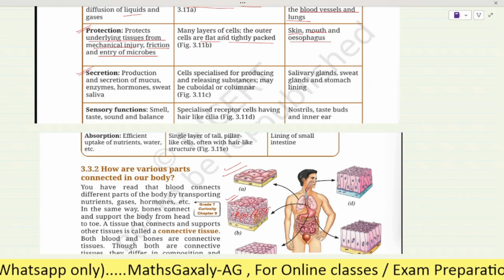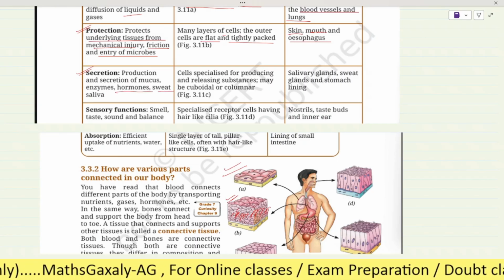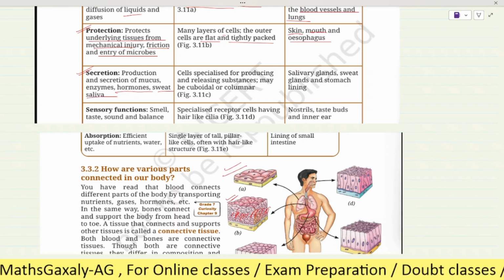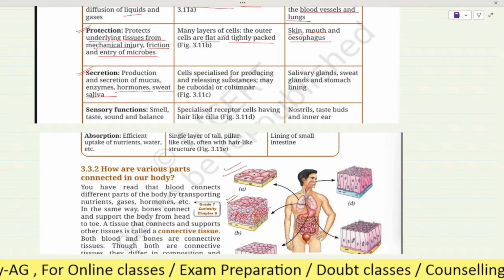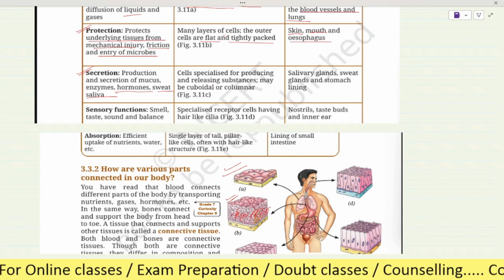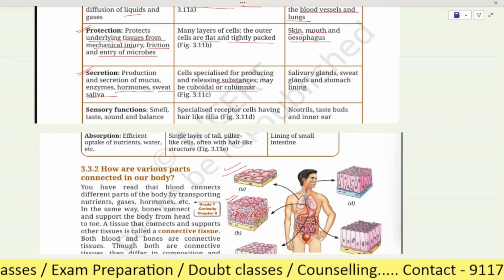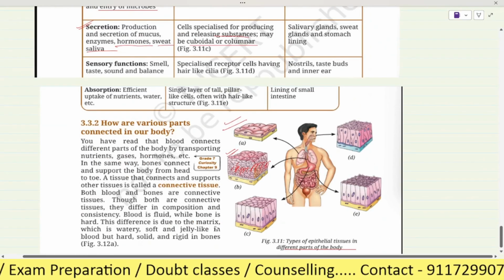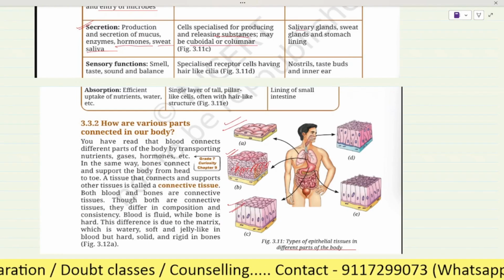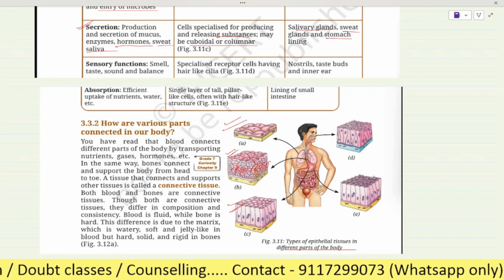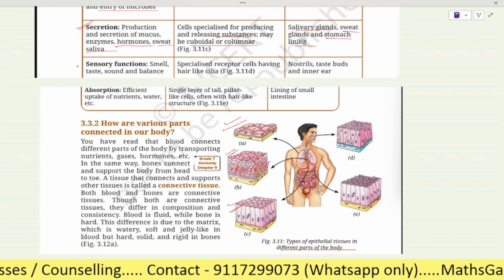Now the secretion. Production and secretion of mucus, enzymes, hormones, sweat, saliva. Its cell structure will be cells specialized for producing and releasing substances, may be cuboid or columnar. As you can see in figure C, and it will be present in salivary glands, sweat glands and stomach lining. Is it clear now?